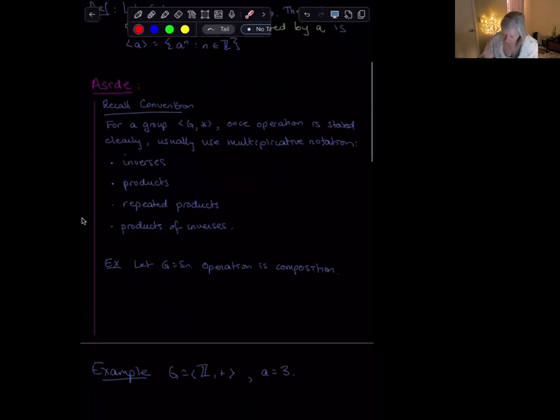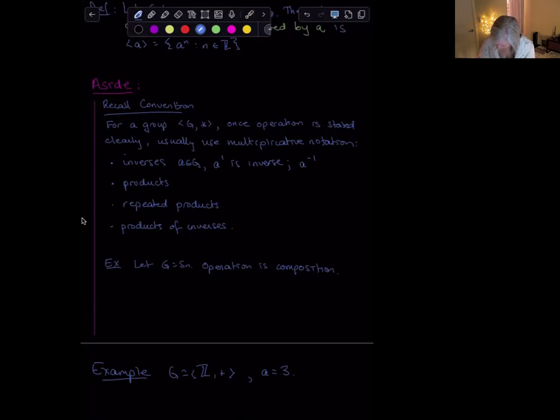So for example, we started off saying that if A was an element of the group, then A inverse, we wrote it like this. But using multiplicative notation, we can just write it this way. This doesn't mean 1 over A. That doesn't make any sense, unless we happen to have real numbers and regular multiplication, that sort of thing. This just means the inverse of A, for whatever this operation happens to be.